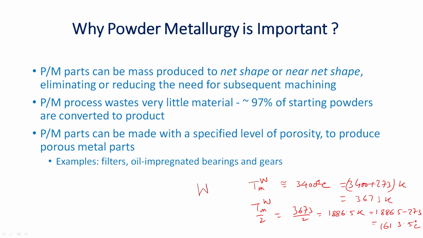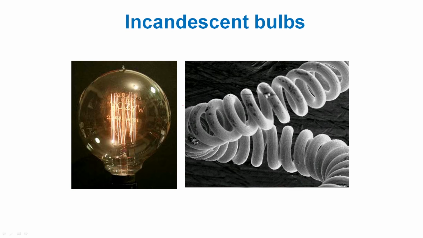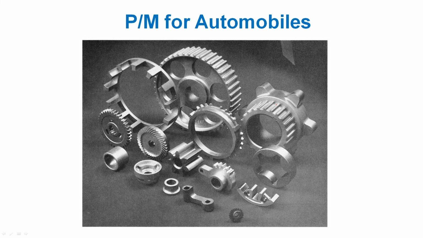Also, PM processes produce very little waste material, almost 97% of the powders are converted to product. You can also use PM processes to make a material with a specified level of porosity, as in filters or oil-impregnated bearings or gears, where that kind of porosity is widely used. This is an incandescent bulb, I showed you, made of tungsten filament, you can see, and these tungsten filaments are basically made by the powder metallurgical process. There are many automobile products like bearings, gears or even connecting rods, which are also produced by powder metallurgy routes.